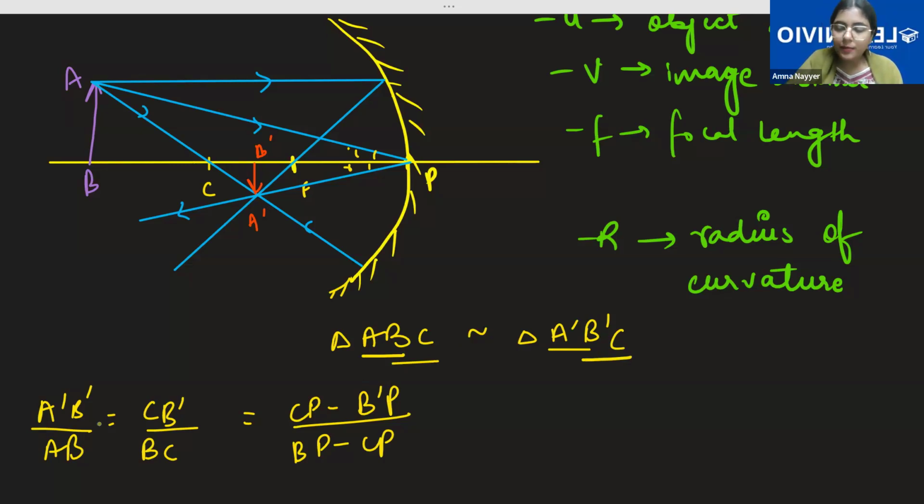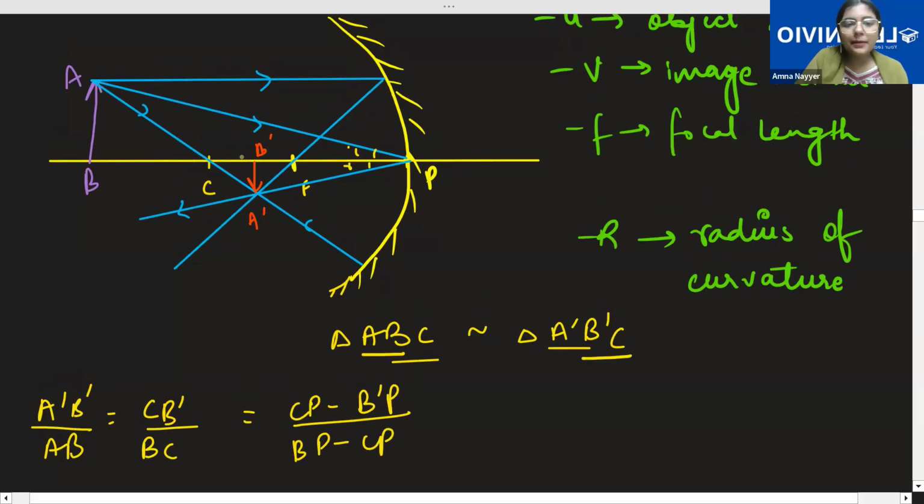So I can say A'B' by AB is equal to CB' by BC. A'B' by AB is equal to CB' by CB. Or in fact, you can say this also CA by CA'. Got it? Yes, ma'am. Okay.